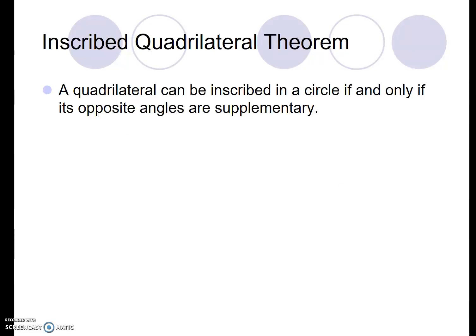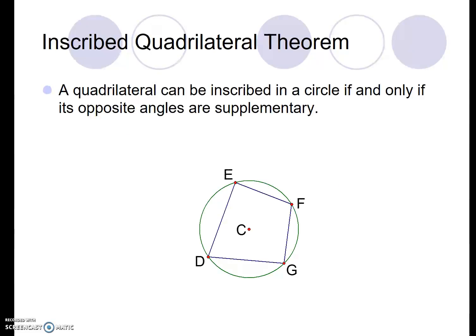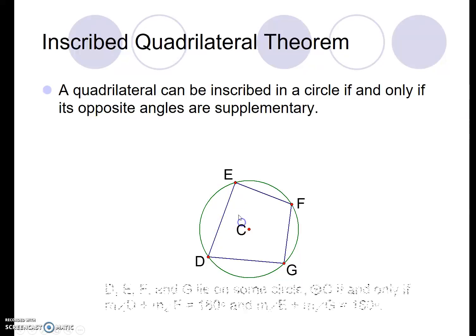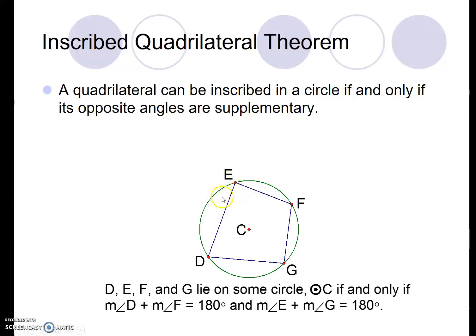All right, the other type is going to be the quadrilateral. With this, the only way we can draw a quadrilateral in there is if opposite angles are supplementary. So think back to Unit 2 when we learned the word supplementary, that means they add up to 180. So in this specific one, angle E and angle G are going to add up to 180.